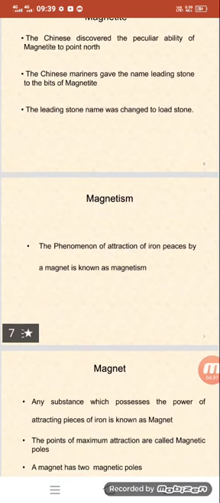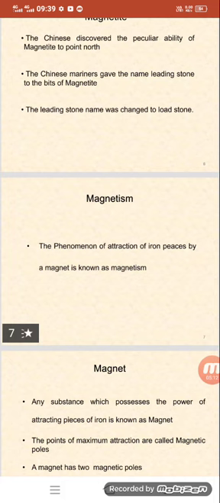Now, going on about the magnet. Magnetism is a very interesting topic for us to understand the properties of the magnet and the properties of the lines of force, because it always attracts the iron pieces surrounding the magnet. That is a very interesting topic for us to learn about magnetism. After that, the magnet.